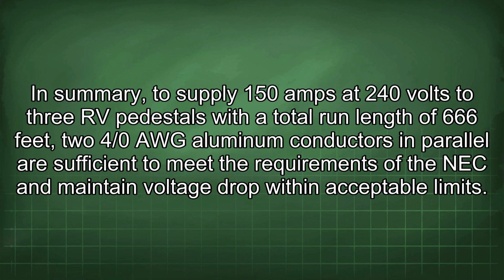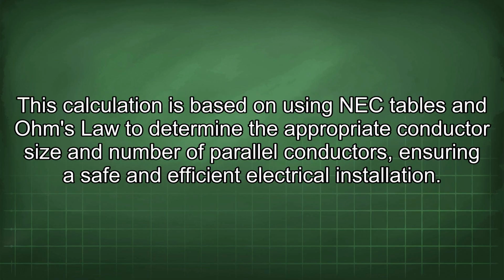In summary, to supply 150 amps at 240 volts to 3 RV pedestals with a total run length of 666 feet, two 4/0 AWG aluminum conductors in parallel are sufficient to meet the requirements of the NEC and maintain voltage drop within acceptable limits. This calculation is based on using NEC tables and Ohm's law to determine the appropriate conductor size and number of parallel conductors, ensuring a safe and efficient electrical installation.